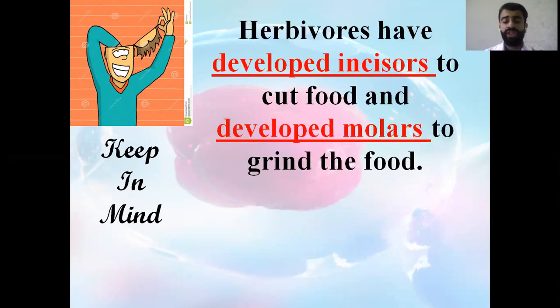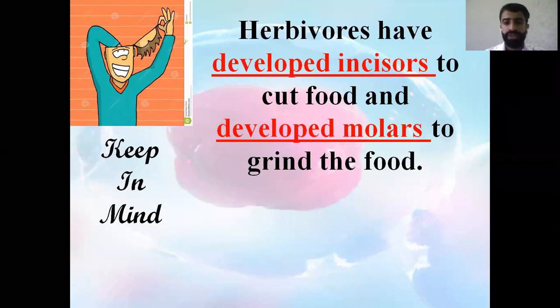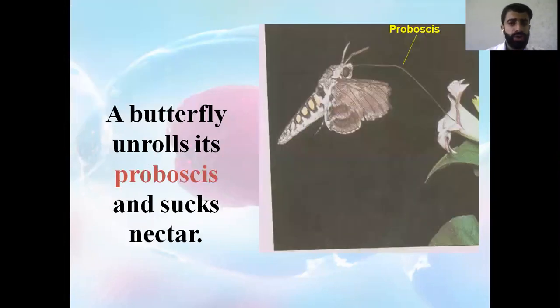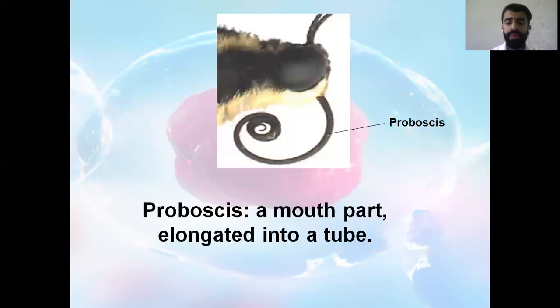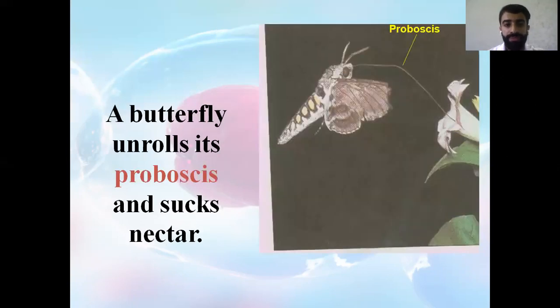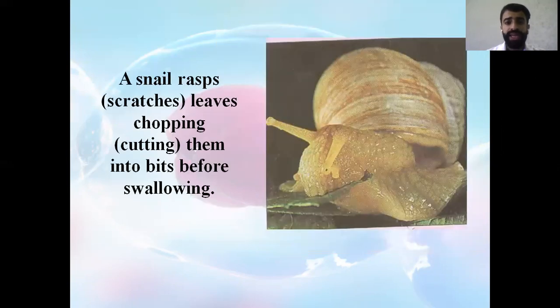So capture is for carnivores, harvest is for herbivores. Herbivores also have developed incisors to cut food and developed molars to grind the food. Butterfly also has a special organ called the proboscis. It uses it to suck the nectar. So proboscis is a mouth part elongated into a tube and it's used by the butterfly to suck the nectar. The snail rasps or scratches the leaves, cutting them into smaller pieces before swallowing them.